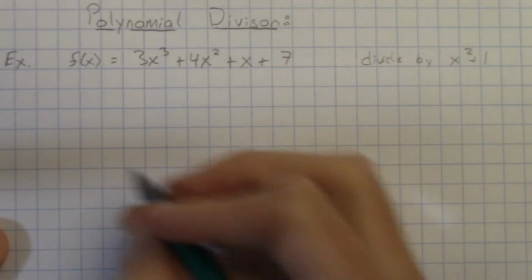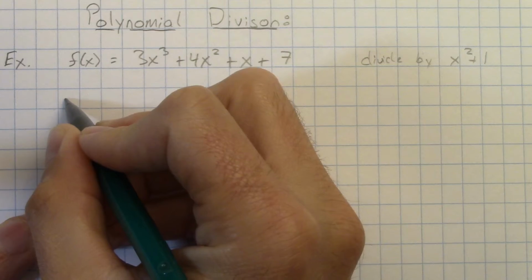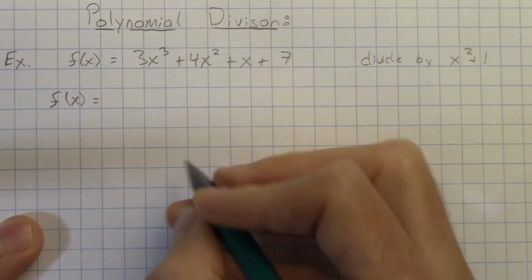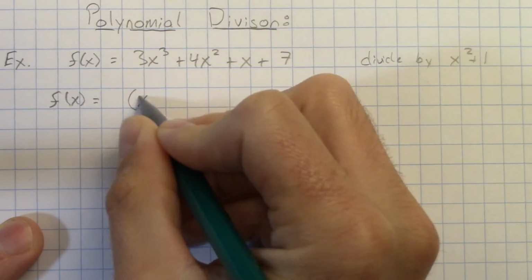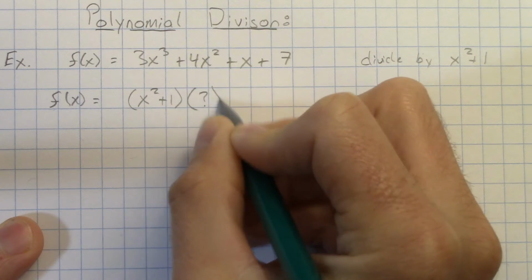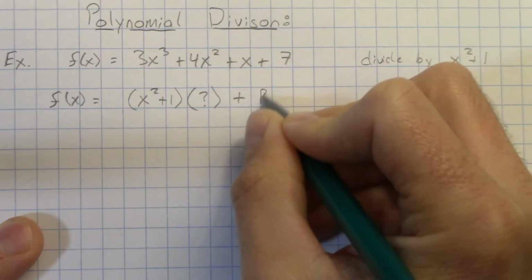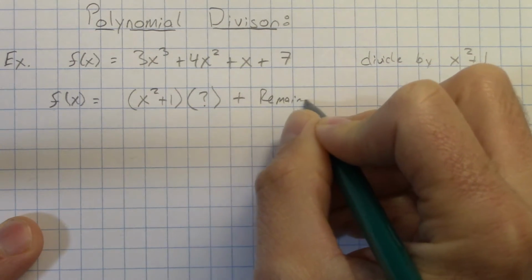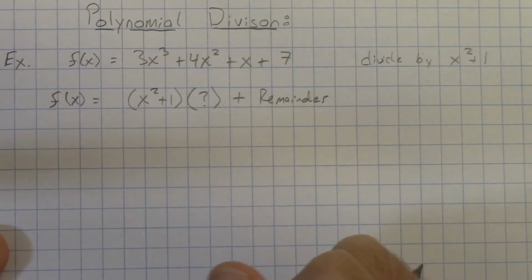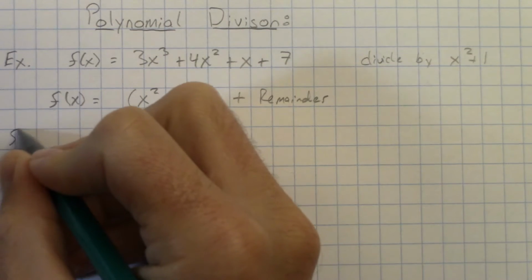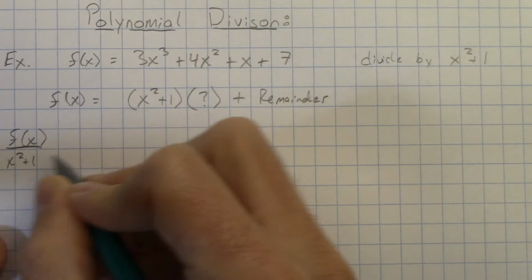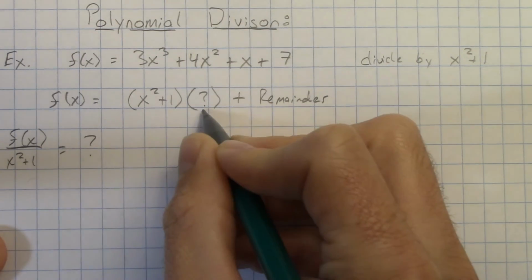So now let's keep in mind we could write this like this. What we're saying is, what is f of x going to equal when I divide it? So that's going to equal x squared plus 1 times something plus maybe some remainder. And that's connected to what we had just done in the previous video with just plain old numbers. We're taking f of x, and we are in fact dividing by x squared plus 1. And that will equal something, not necessarily that something.